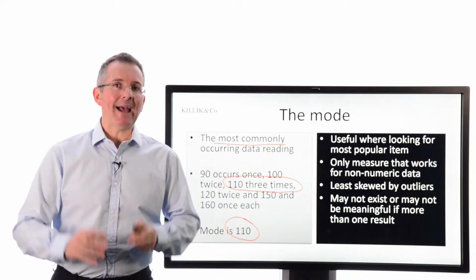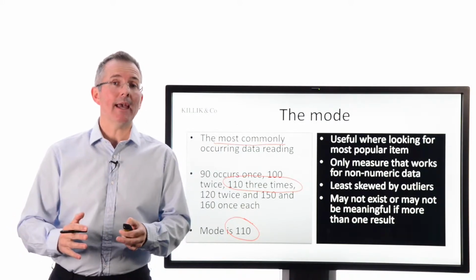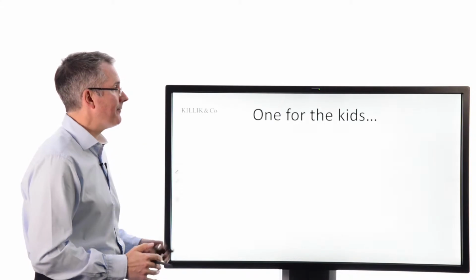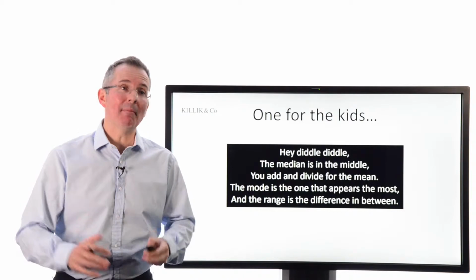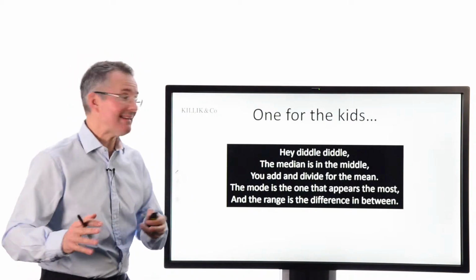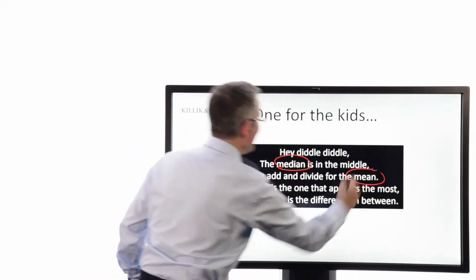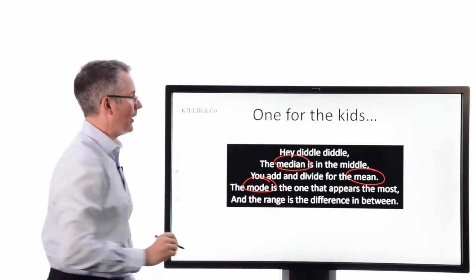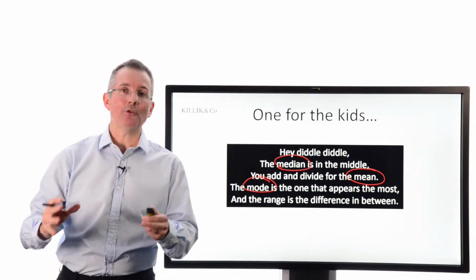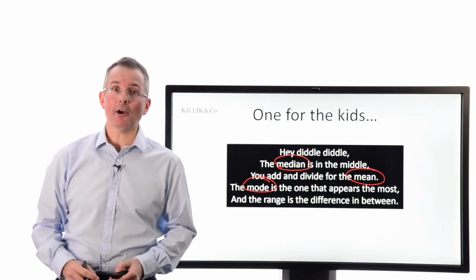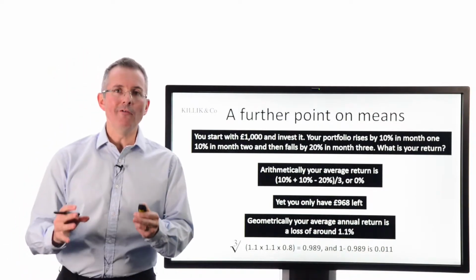Now, just to backtrack slightly to the one that is normally quoted and what most people normally mean by the average, the mean. Just be aware, there are two versions of it. Before we get to those two versions, a very simple way to remember this, if you ever need it in the context of, for example, an exam: hey diddle diddle, the median's in the middle, you add and divide for the mean, the mode is the one that appears the most, and the range is the difference in between. I don't do nursery rhymes too often, but if you had to remember this stuff, there's one you could tuck away.